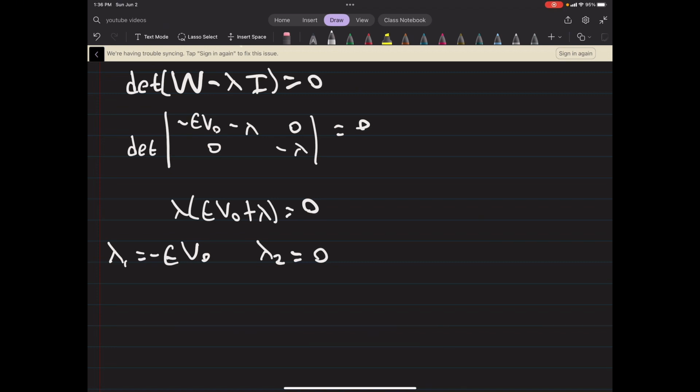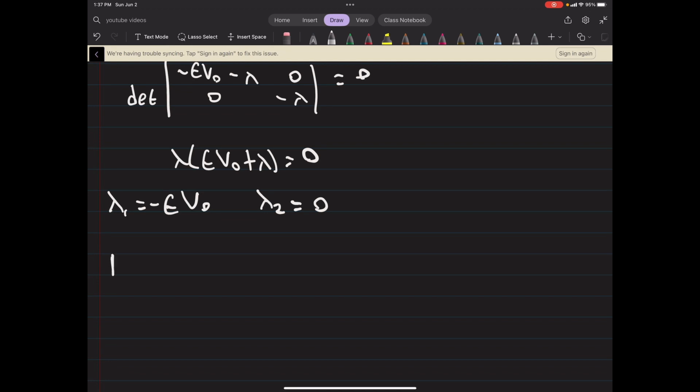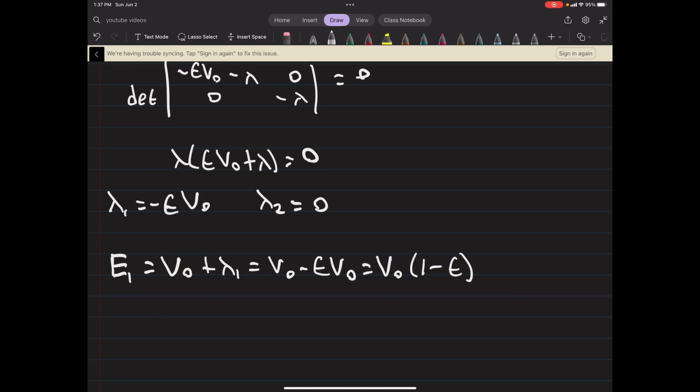So then finally, our energies, E1 is going to be V naught plus lambda 1, so V naught minus epsilon V naught, or factoring out the V naught, V naught times 1 minus epsilon. And E2 is our energy, so V naught, they're degenerate, plus lambda 2, which we said was 0, so it's just V naught. And that is how you do this problem.